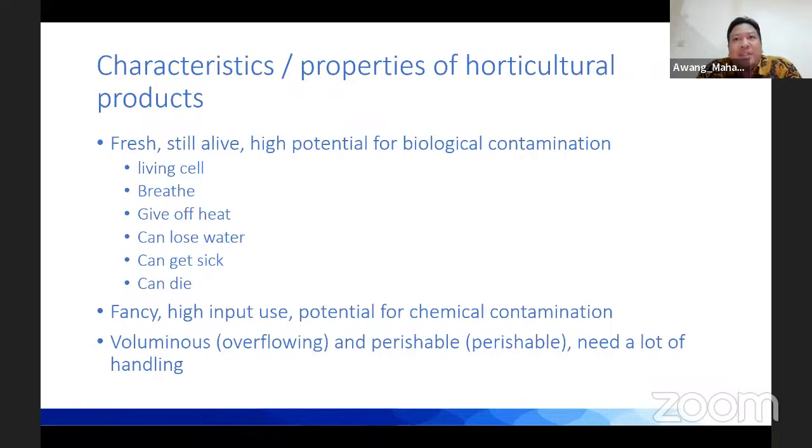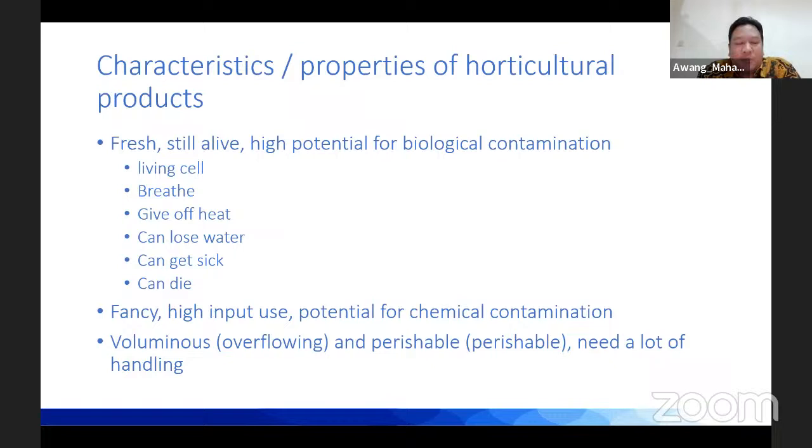If you compare to paddy, for instance, maybe you can harvest it and then store it easily. But for horticulture, when you harvest it will determine the quality of the product, because you can harvest the horticulture product in the early, middle, or even the mature stage. So many challenges here, and it should be fancy.